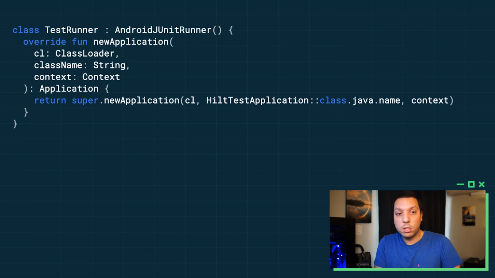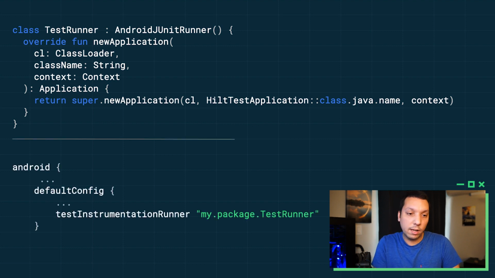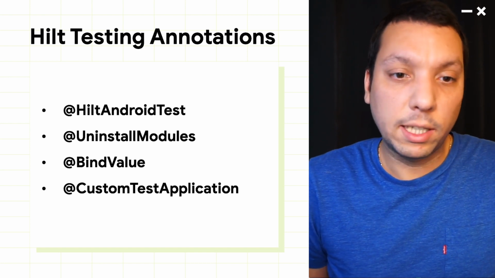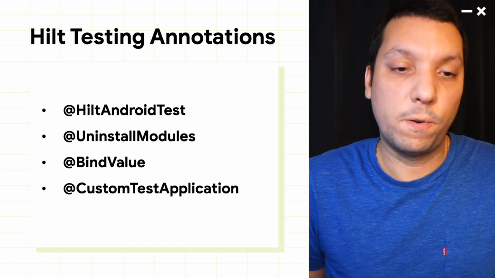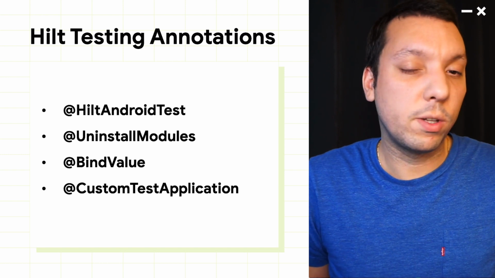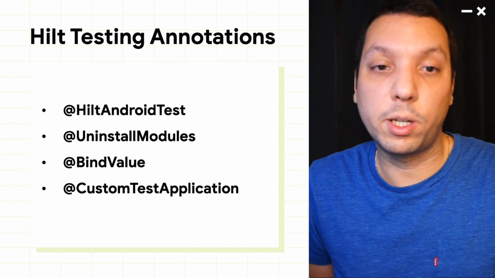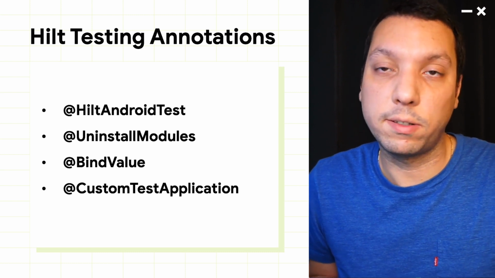There is some setup required. You do need a runner that creates an application that's of type Hilt test application, and don't forget to use that same runner in your build.gradle. To recap, we saw 2 annotations here for testing, but there's actually a few more for other use cases, and I won't go into details on them. They're a bit special, but we got documentation on what kind of issues they solve.